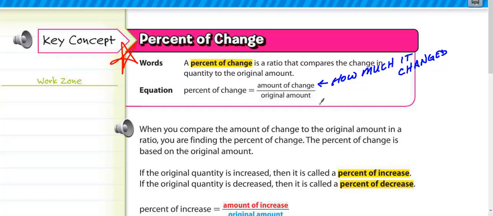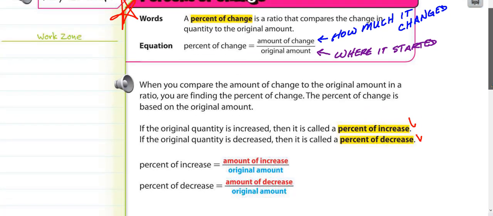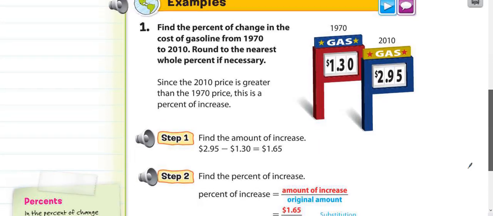And we're comparing that, and that's what division does. Division breaks into pieces. It compares. We're comparing that to the original amount, which, in simple terms, where it started. When you make that comparison, the answer you get is your percent of change. Now, percent of change can either be an increase or a decrease, depending on whether it goes up or it goes down. So here are two examples.